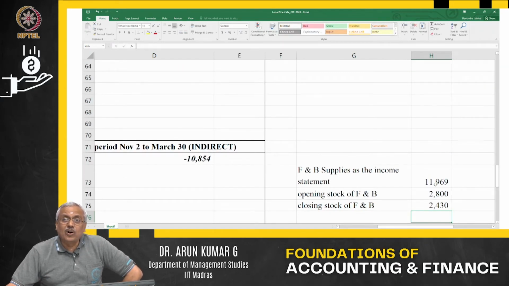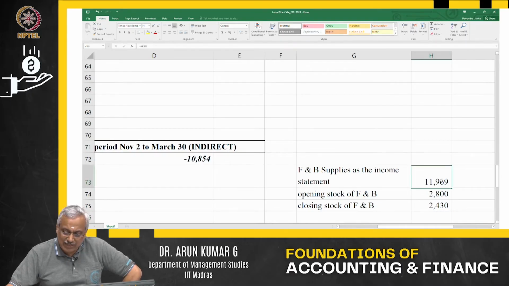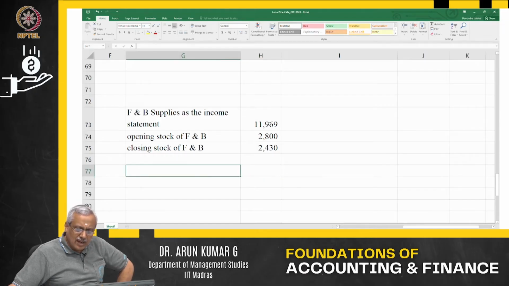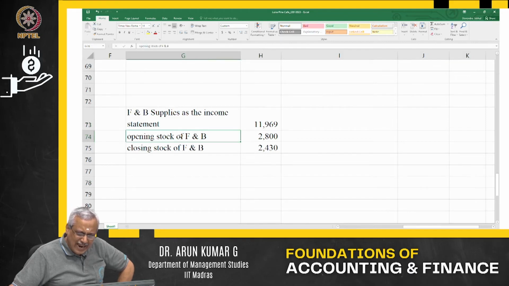Now I need to know how much I have purchased. This is the amount of supplies that is utilized. This is the amount of supplies that was there at the beginning. This is the amount of supplies that is there at the end of the month. So we have the opening stock, we have the closing stock, and all the supplies. Out of these 11,969 supplies that is utilized, you already had a stock of about 2,800.